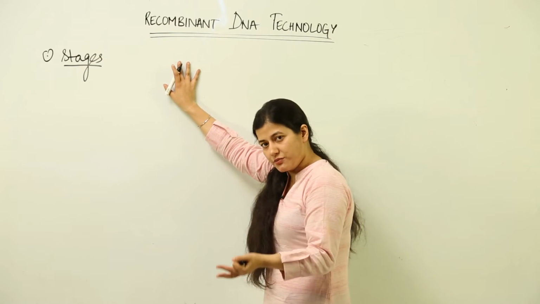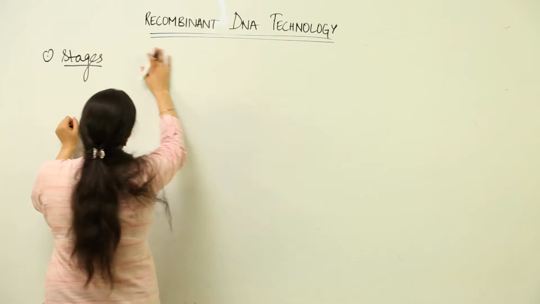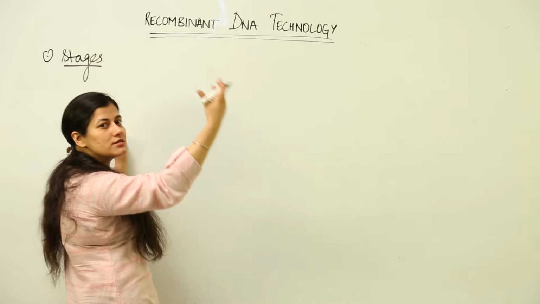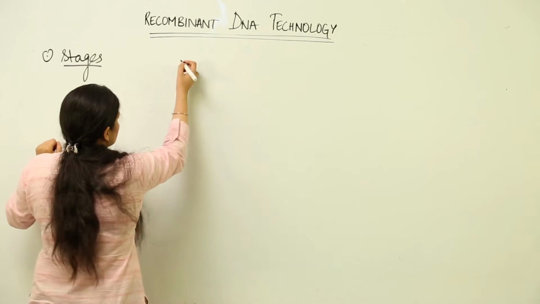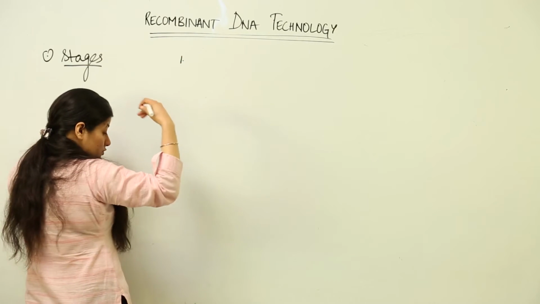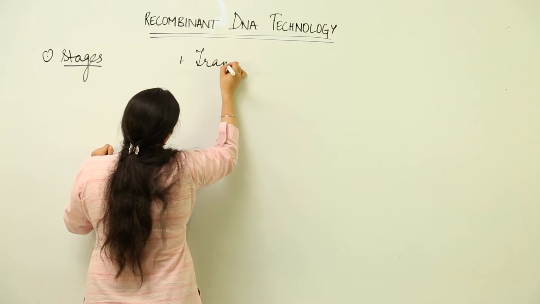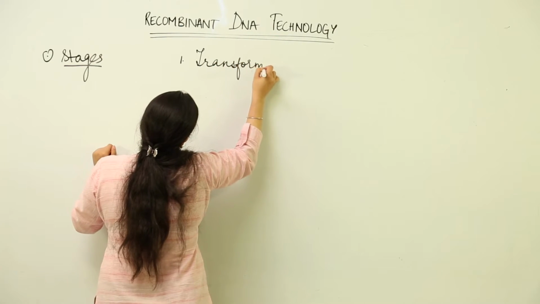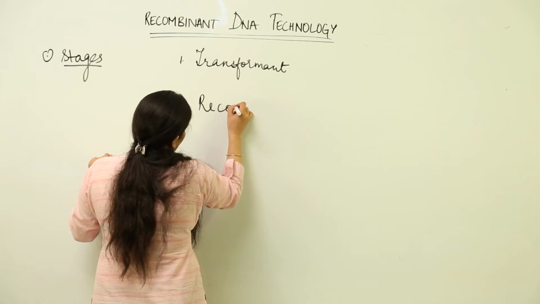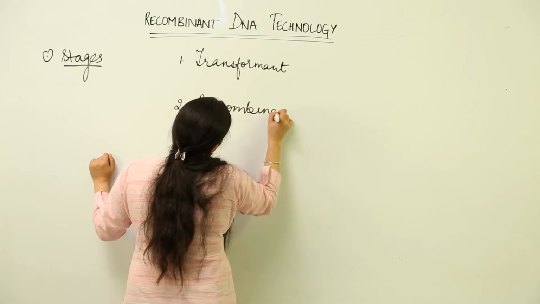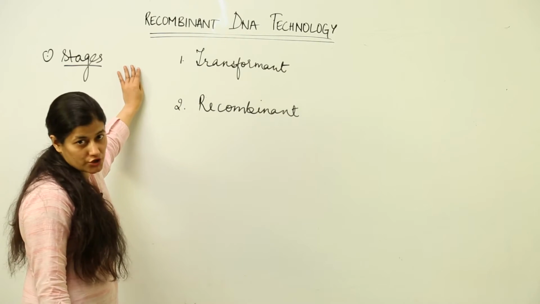Before we start with the stages, we have to see the two main characters which are going to be involved in this process. Like we have main characters in a movie or in a play or in a story, we have two main characters over here as well. The first one is the transformant, and the second one is the recombinant. These are the two main characters of our story. In various stages it would be carried out.